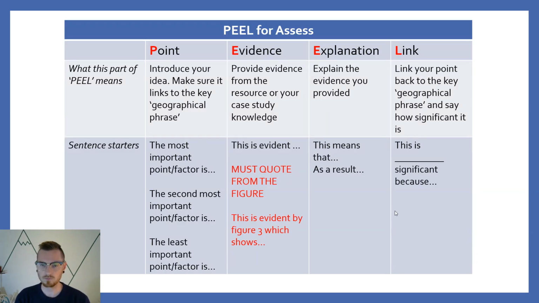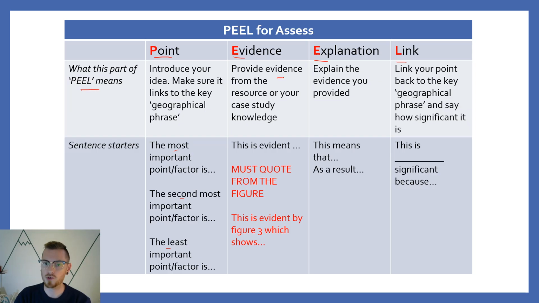So with all assess questions, every paragraph must be the PEEL structure. PEEL: point, evidence, explanation, and link. So to start your points off, I would look in an assess question for having three developed points, i.e. three paragraphs, and each paragraph you could potentially start with this is my most important, then my second most important, my least important point, or just firstly, secondly, thirdly.